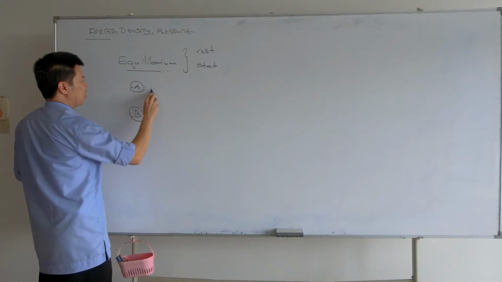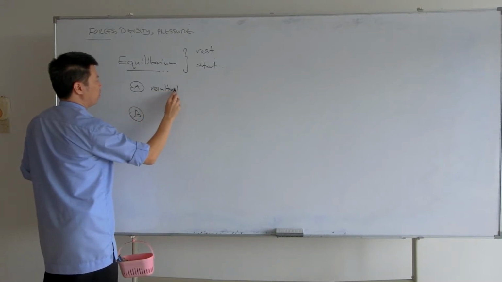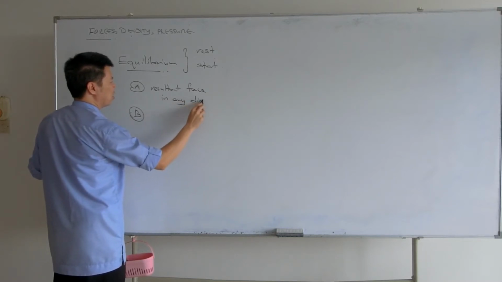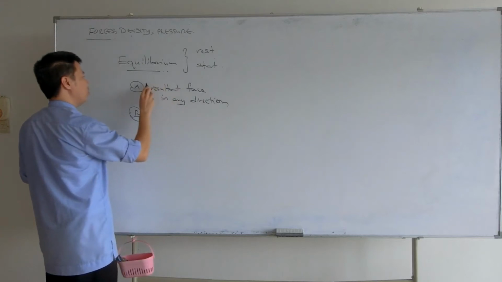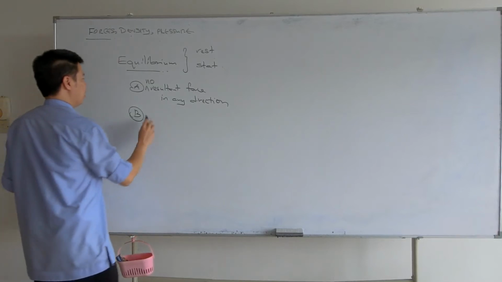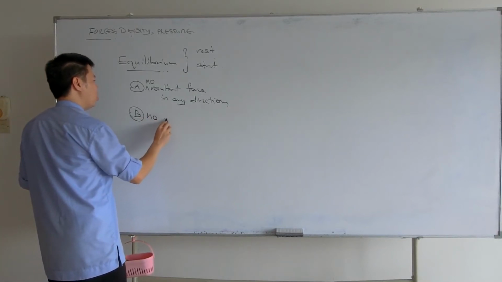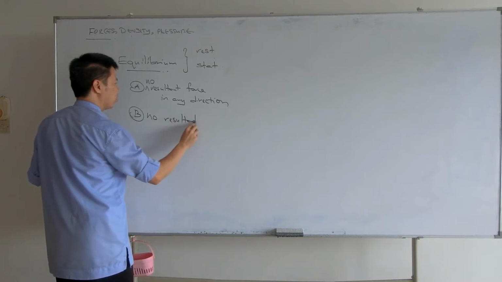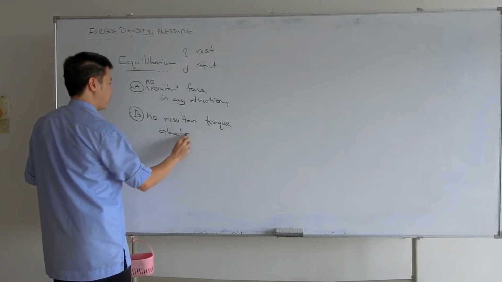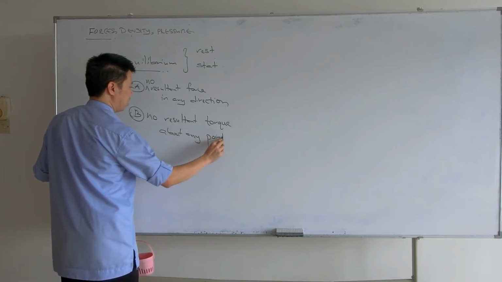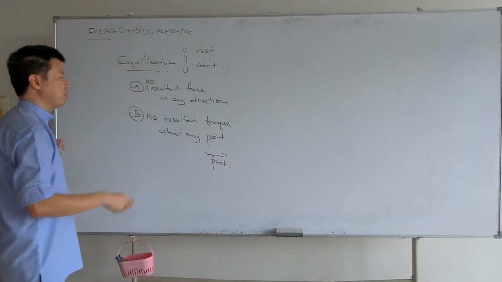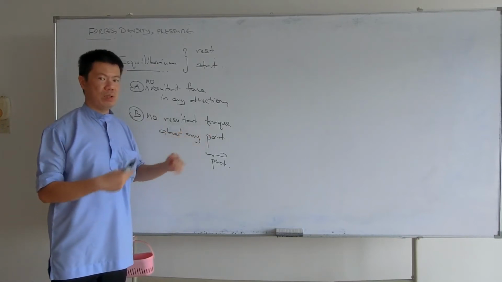The first condition is no resultant force in any direction. The second condition is no resultant torque or moment about any point. Point means pivot in this case. And I use torque because sometimes instead of moments, they use torque, so I'm reminding you that sometimes they might interchange these.